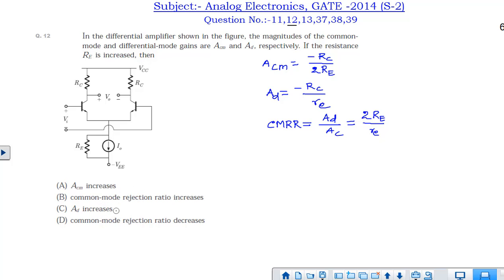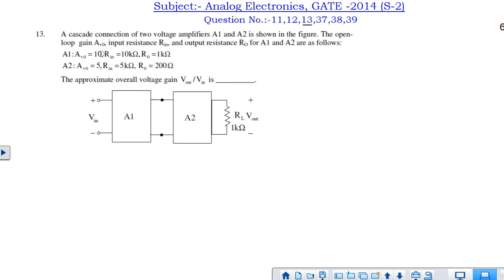AD is increasing is given. AD is independent of RE, so C is also not the answer. Common mode rejection ratio is increasing because it is directly related to RE. So CMRR also increases as RE increases. So common mode rejection ratio will increase, not decrease. Hence B is the correct answer. Thank you.